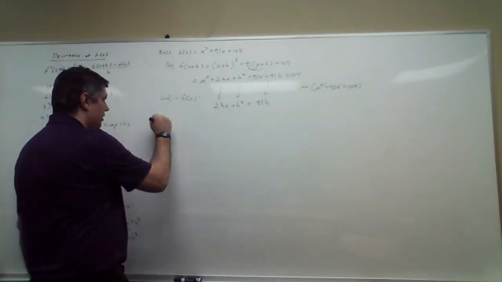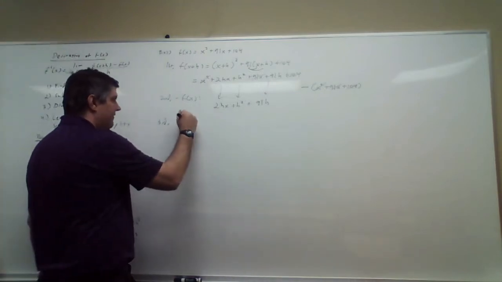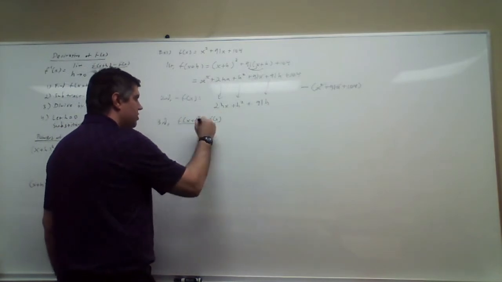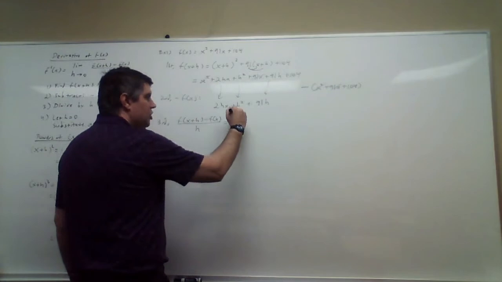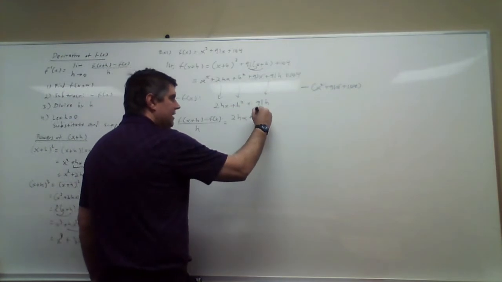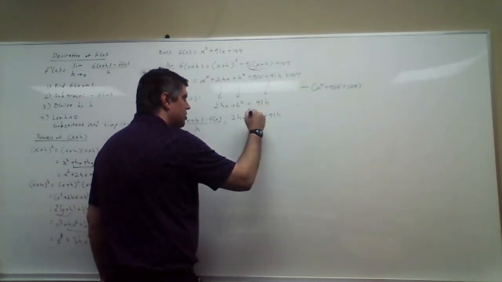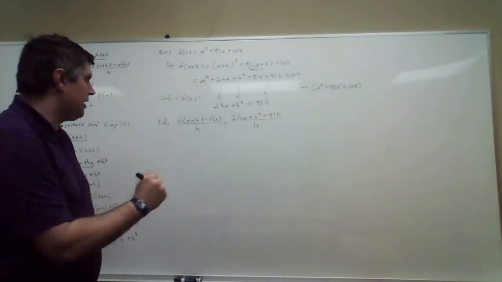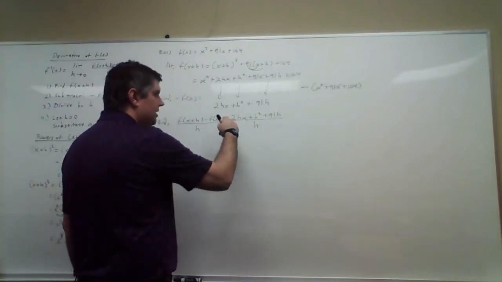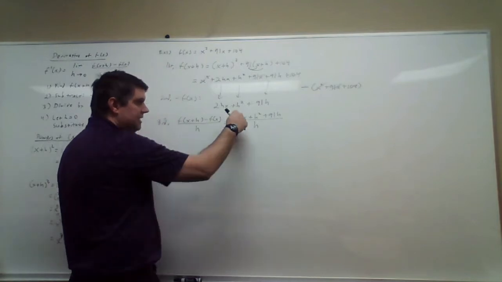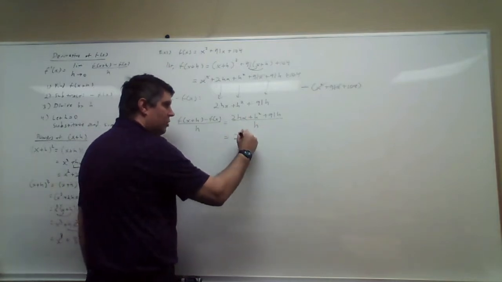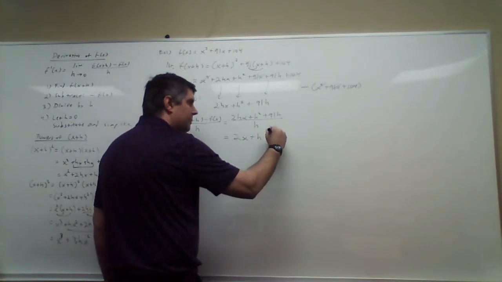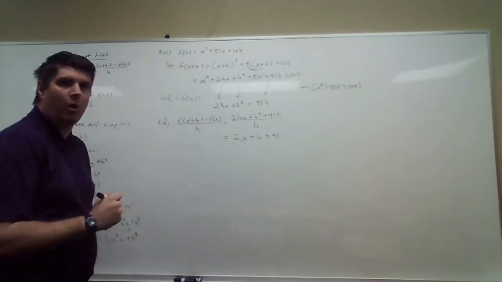Okay? Third, f of x plus h minus f of x over h is equivalent to 2hx plus h squared plus 91h all over h. Okay? And the h's are either going to cancel or go down a power. So this h will cancel entirely, leaving me 2x. h squared will become h to the first. These h's will cancel, leaving me 91.